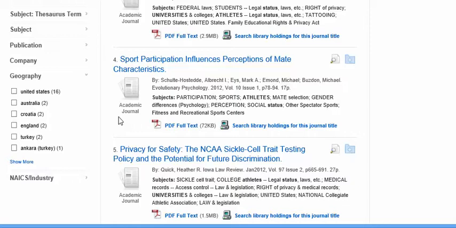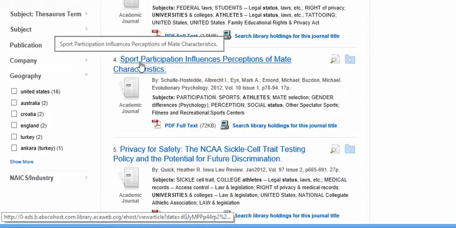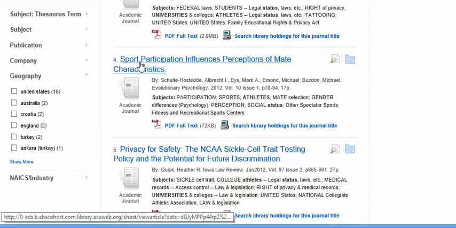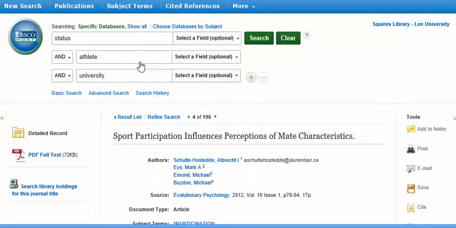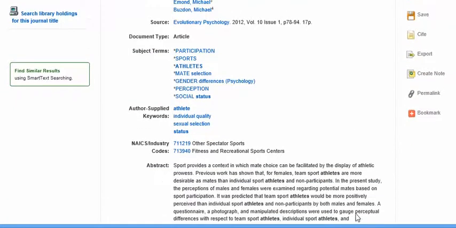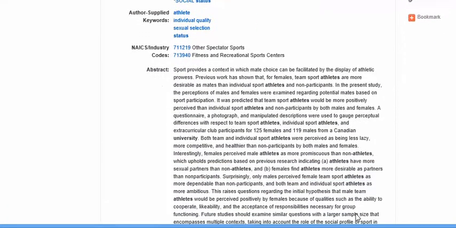Okay, then I see one. I go, oh man, this might be kind of interesting. Sport participation influences perceptions of mate characteristics, although when I first read it, I thought it said male characteristics. But I click on it, and I look at this potentially interesting site, and it talks about social status right here, so that's one of the reasons I thought it was going to be great.